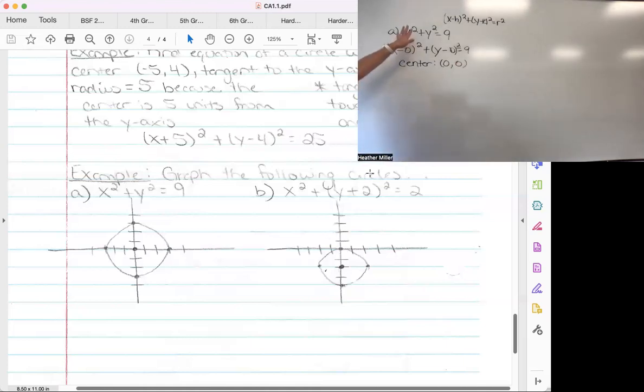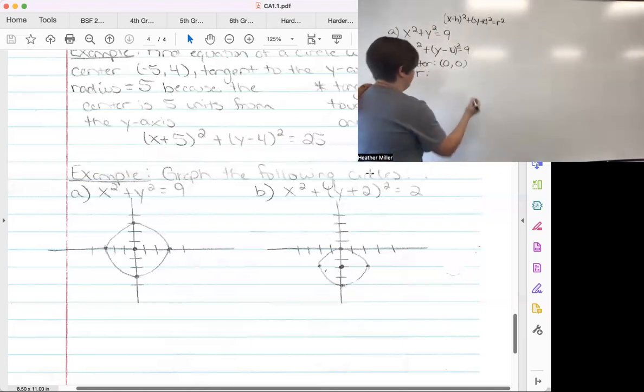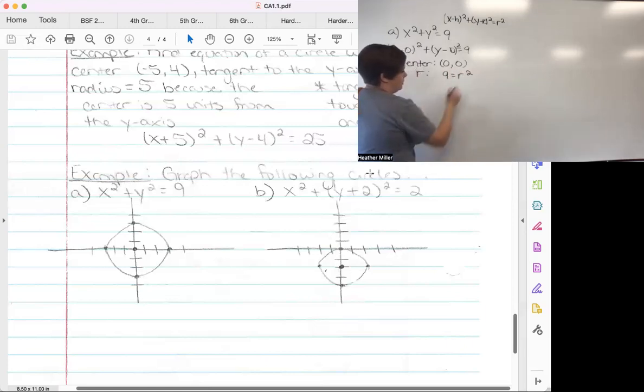So x squared plus y squared equals 9 has a center at (0, 0), and my radius is r squared. 9 is r squared. To get rid of that square, you would square root. So 3 is my radius. So we have our graph.